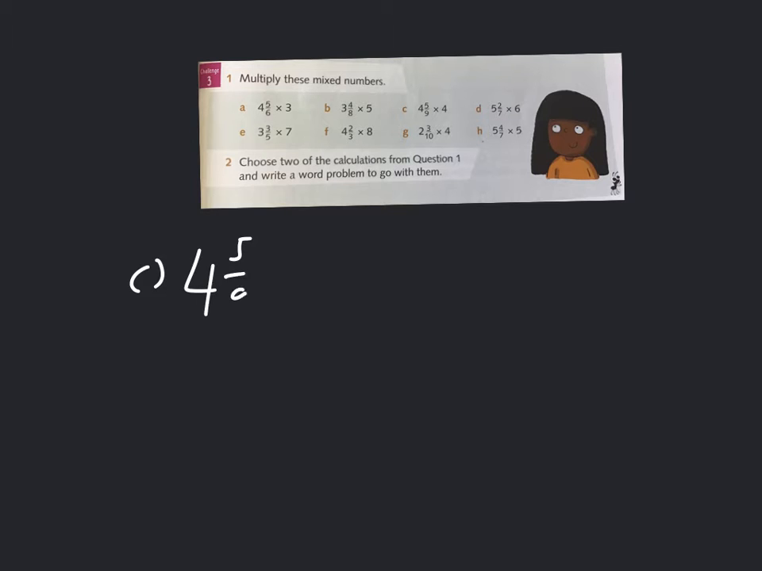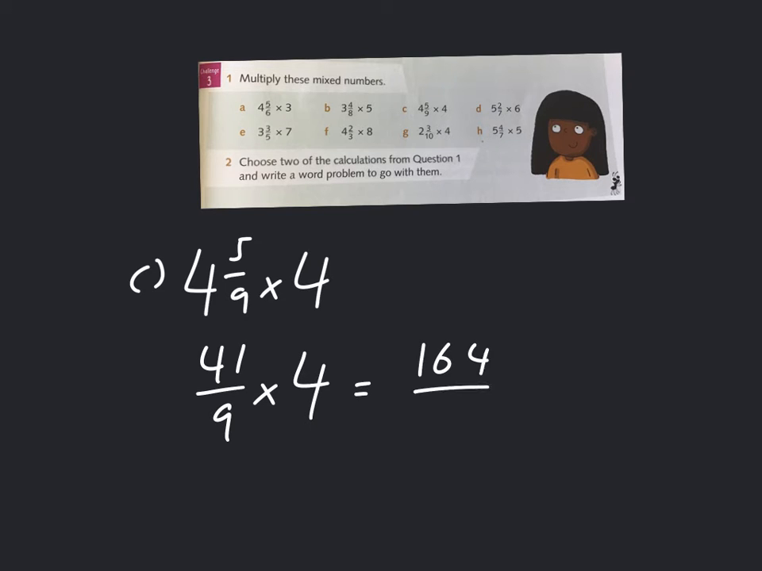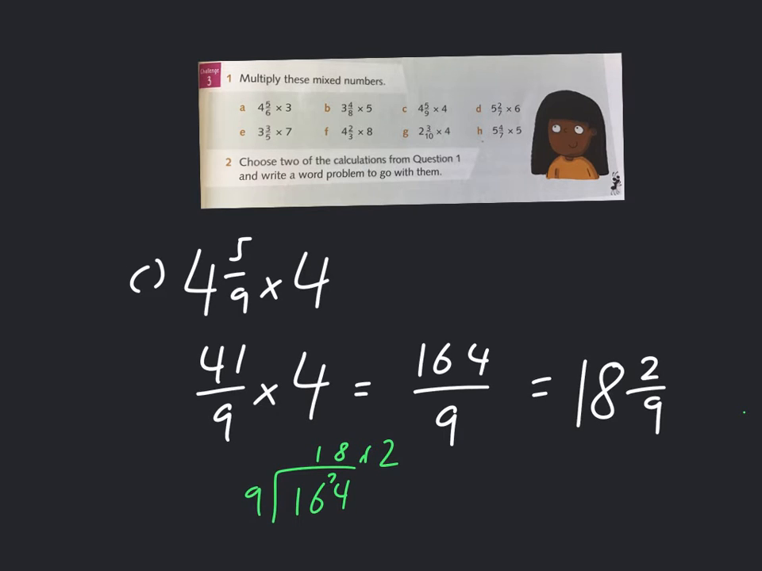On to question C. 4 and 5/9 times 4. 4 9s are 36, plus the 5 is 41, so that means I have 41 9ths times 4. 41 times 4. 4 times 40 is 160. And 4 times 1 is 4, so I have 164 9ths, which I'm going to divide. When I did that, I got 18 remainder 2, so my answer is 18 and 2/9. There's no way to simplify that answer, so 18 and 2/9 is the only answer you could put for that.